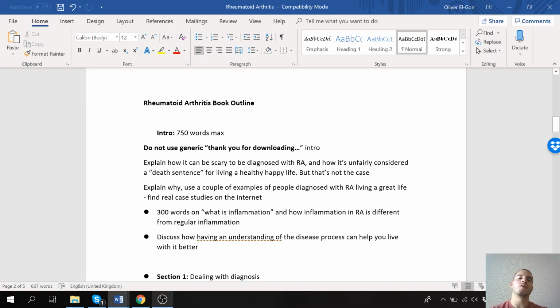This is from my research beforehand. I saw that this was a problem that people had, so I wanted to empathize with them. Because if you can empathize with your audience, they will buy into what you're saying and they will listen to you a lot more. And explain why it's not a death sentence. Use a couple of examples of people diagnosed with RA living a great life. I wanted real life case studies that you can find on the internet, so I specified that.